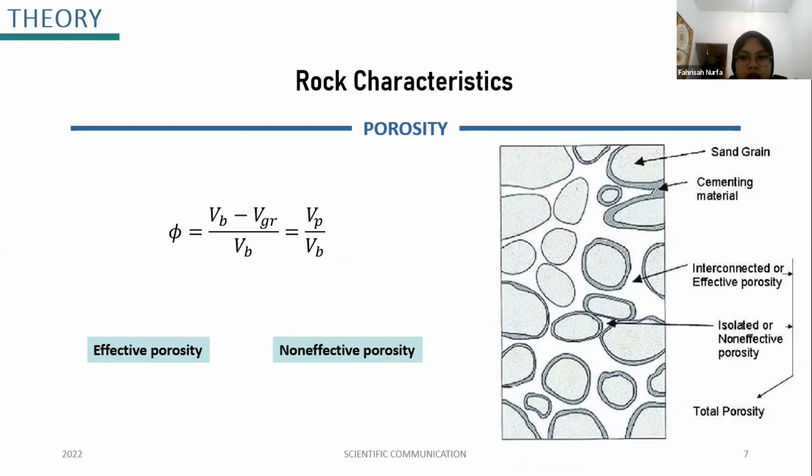When we look at the picture on the slide, there is an effective porosity. It is the interconnected porosity. And then there is a non-effective porosity, or we can call it isolated or closed porosity.